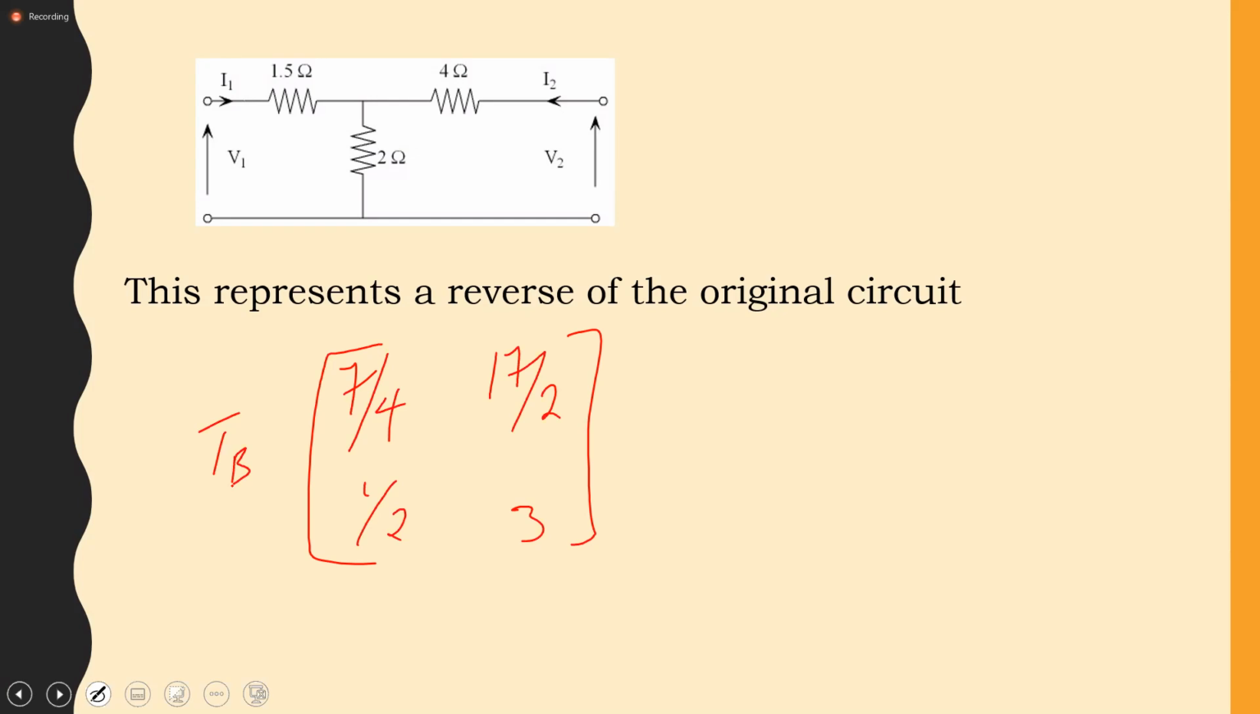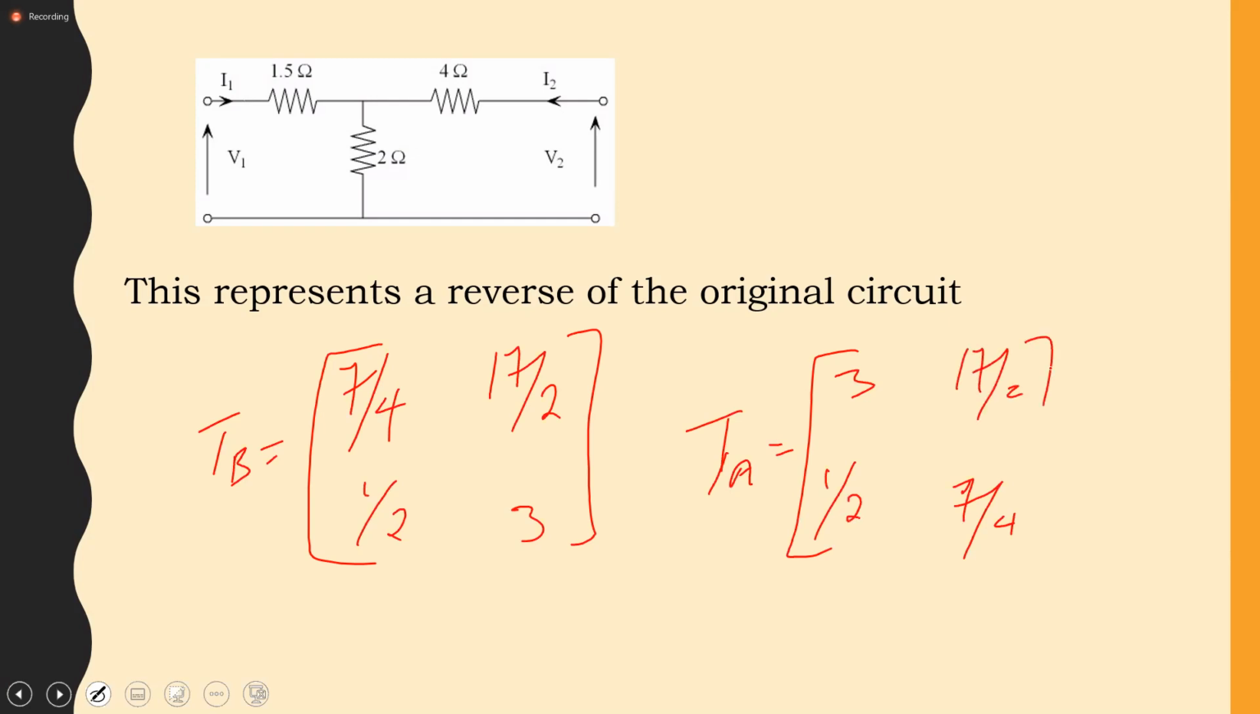All right, so what I wanted to, well, you would also note that this was kind of similar to TA, right? That we had 3, and this was 7 over 4 down here. And then C, and then this is 17 over 2. All right. So all they have done is to look at the network from the other end.